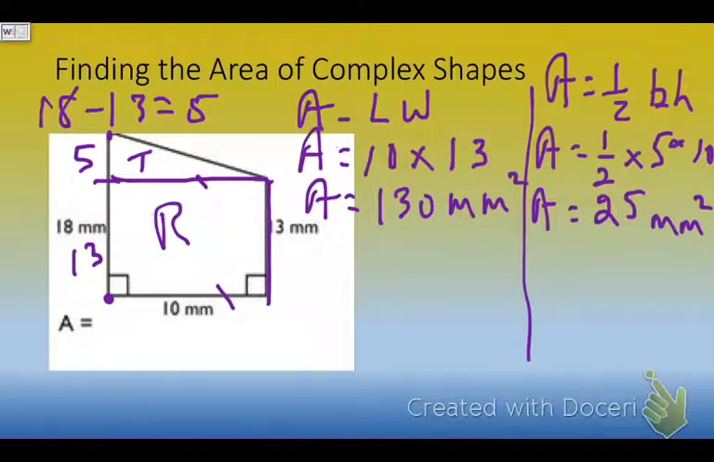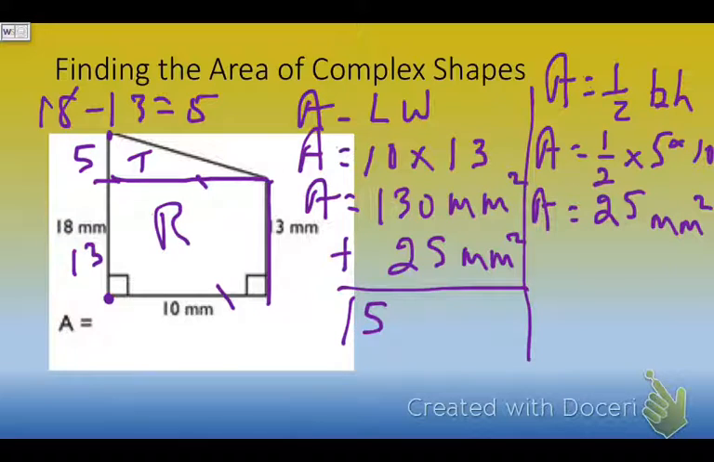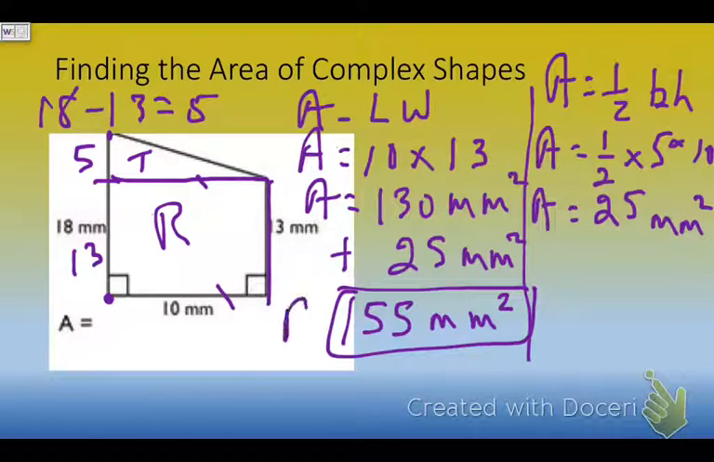squared. Now remember, we're trying to find the area of the whole shape, so we want to take the two areas and find the sum of those two areas. And the answer is 155 millimeters squared. That is the area of the whole shape.